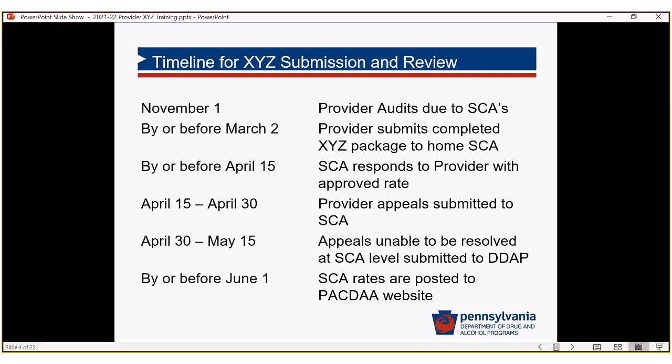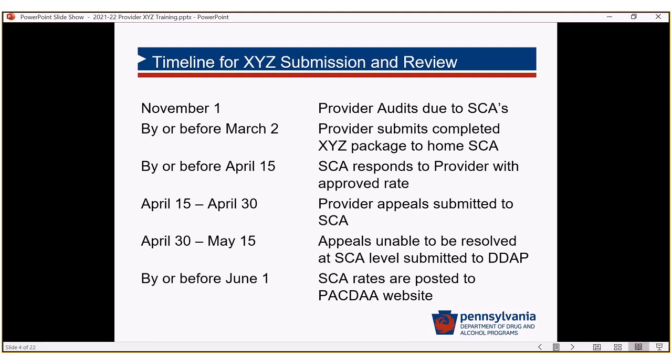That's when the providers submit the packages to the home SCA. Just in case that's a new term for you, the home SCA is the SCA that serves the county in which your provider is located. So SCAs then review the packages, and we require that that be done with a few other SCAs. We have in the package that there should be 3 SCAs reviewing that packet.